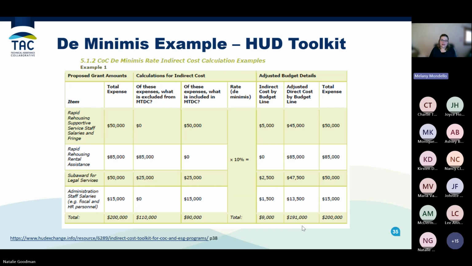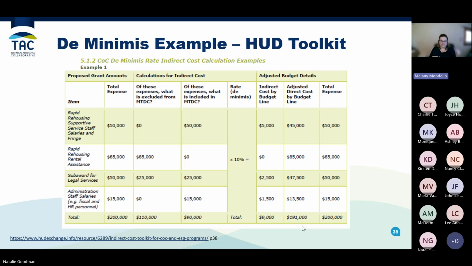Here's a chart. Here's an example. Again, this is the 10% because it changed last October and this was published before then. So this is an example in the toolkit. There's this rapid rehousing one, and the next slide will stay here for a minute, but the next slide is going to be a supportive service one. So this shows you the different budget line items.